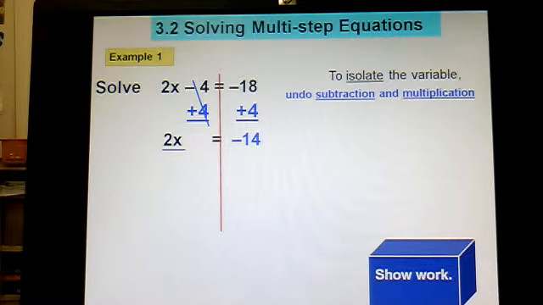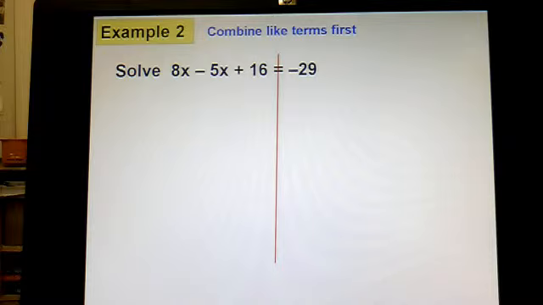Divide the 2 on both sides. I like to show that with a little division bar, a fraction bar. 14 divided by 2 is 7, and of course it's got to be negative because the 14 was negative. One of the two numbers was negative. Like I said, you can work ahead, but definitely take a look and double check these as you go.